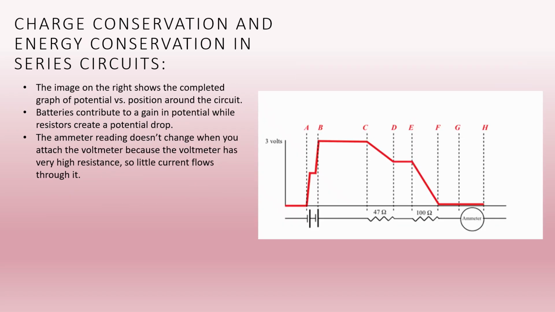The image on the right shows the completed graph of potential versus position around the circuit. Batteries contributed to a gain in potential, while resistors created a potential drop. The ammeter reading didn't change when you attach the voltmeter because the voltmeter has very high resistance, so little current flows through it.